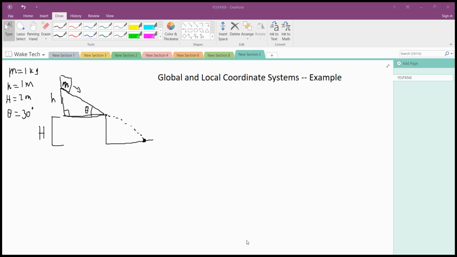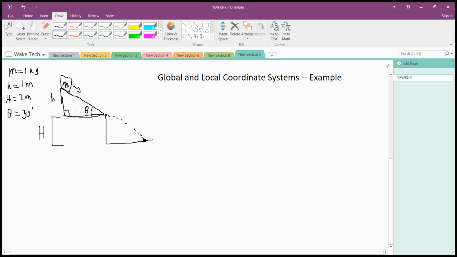Hey y'all, in this video, I would like to go over an example where using local coordinate systems is actually useful and makes it easier to solve the problem. So here's an example where we have a block. It's just sitting on this incline and it's going to start from rest, slide down the incline, and then fall off this table that this wedge is on, and then fall all the way to the ground.